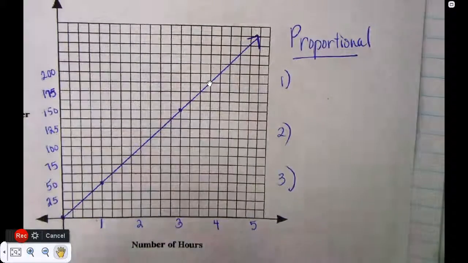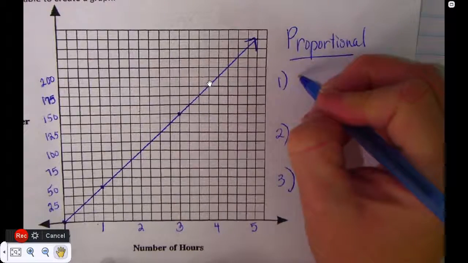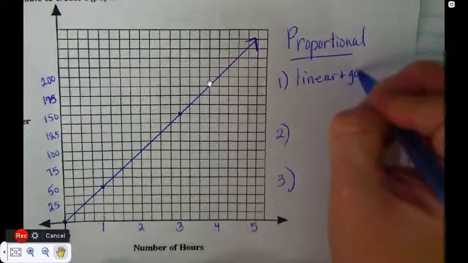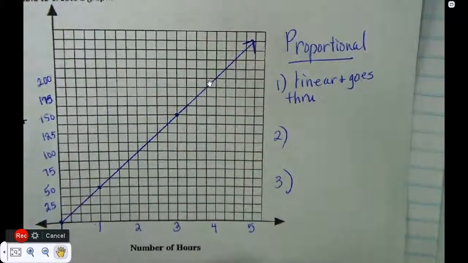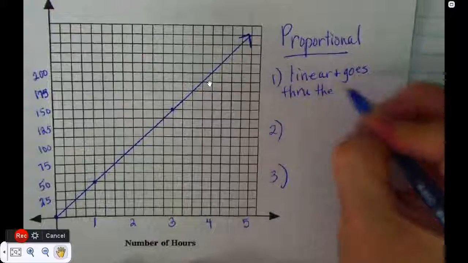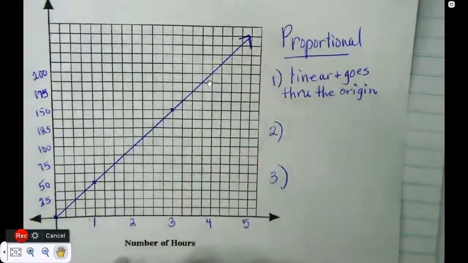Okay, what are the 3 reasons it's proportional? Tell me, what'd y'all say first? Okay, so let's put linear and goes, and we're going to use the slang for through. That's not how you spell through. Through, let's put the origin. Make it sound a little bit more intelligent.